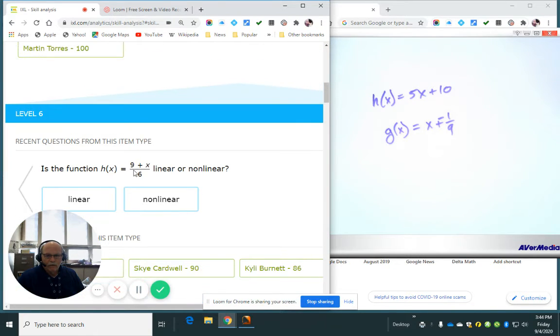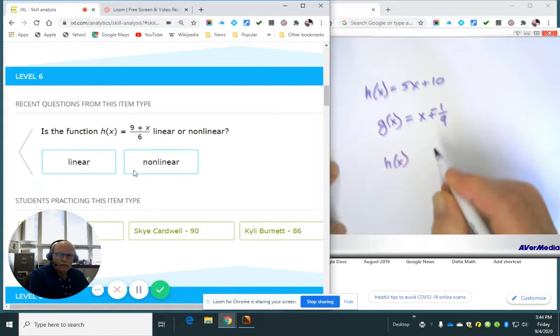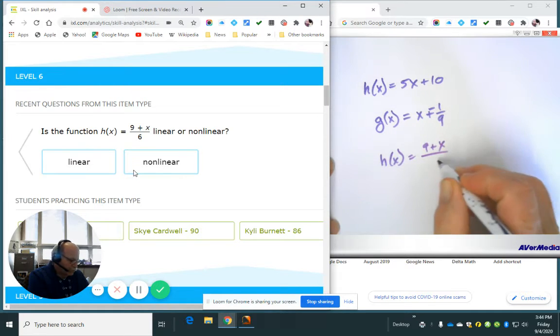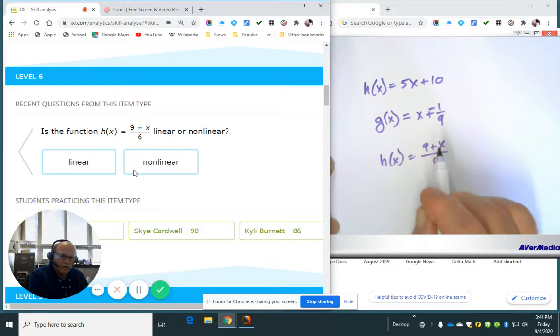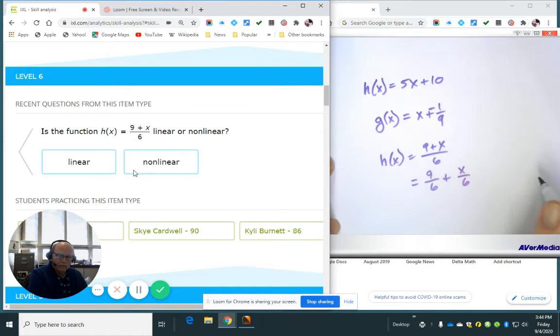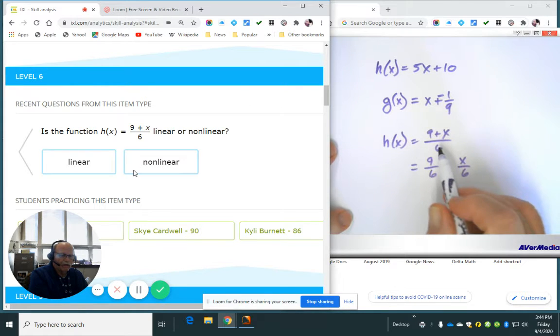Okay. And then this one, h of x equals 9 plus x over 6. Okay. So this can be rewritten, right? h of x equals 9/6 plus x over 6. If you're not sure why that can happen, just think of this as a common denominator. If I added 9/6 plus x over 6 together, this is what I would get right here, right?